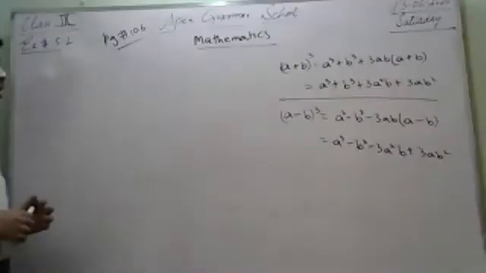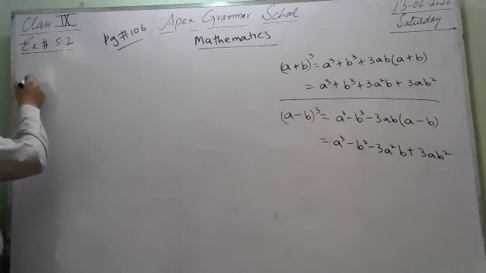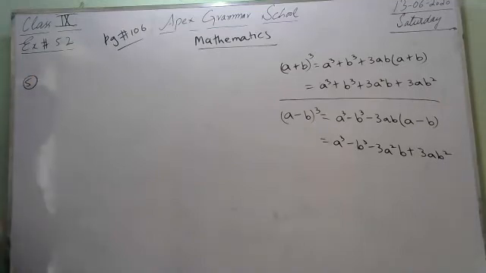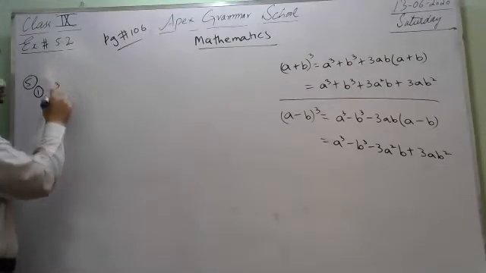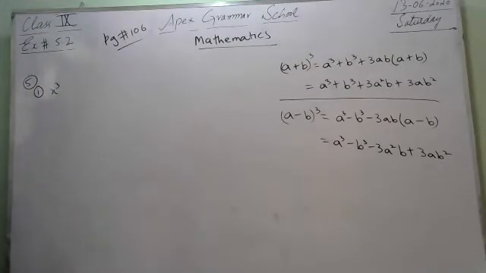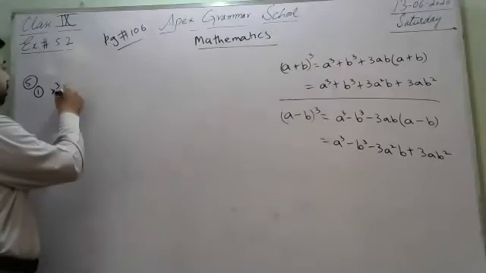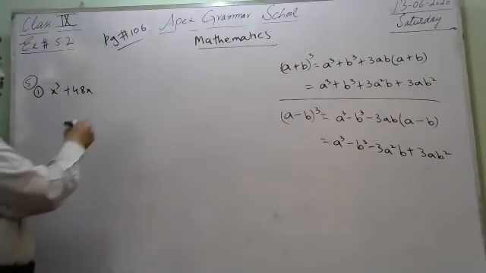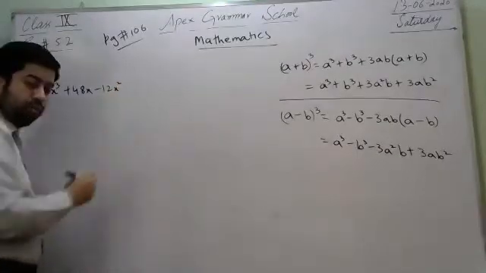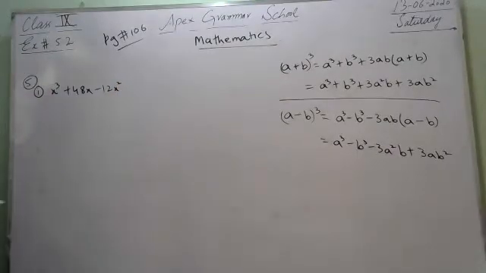Now, about question number 5. To factorize it, part 1: x cube plus 48x minus 12x square, then minus 64.